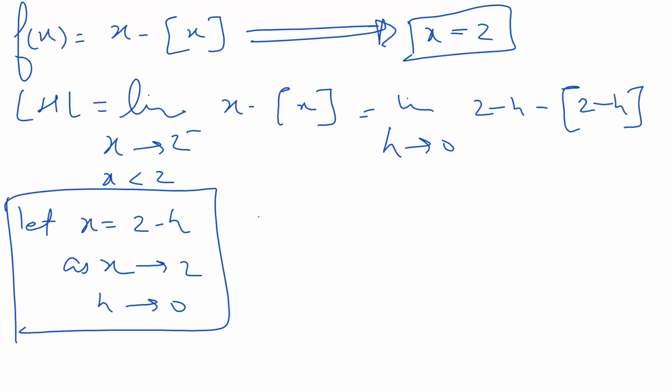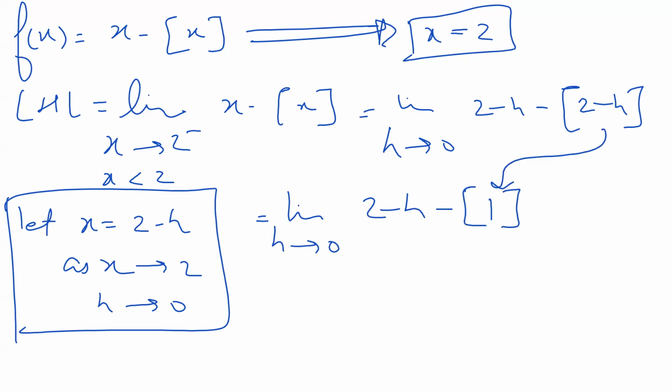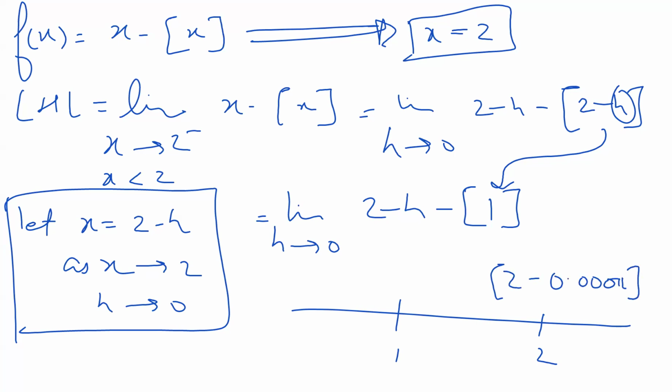Now see guys, limit h approaching towards 2 minus h. This is going to be 1. I'll tell you why. Now this is 1 and this is 2. h is a very small value. 0.0001, something like that. h is a very small value. So what is 2 minus 0.00001? Something like this. So this is going to be box of 1.9999.